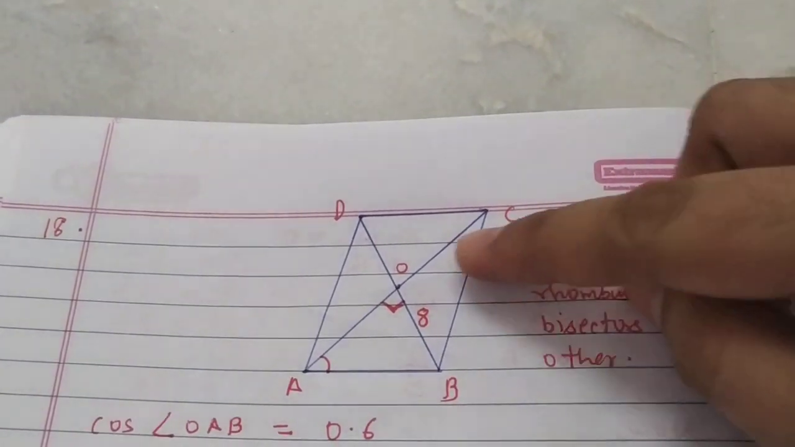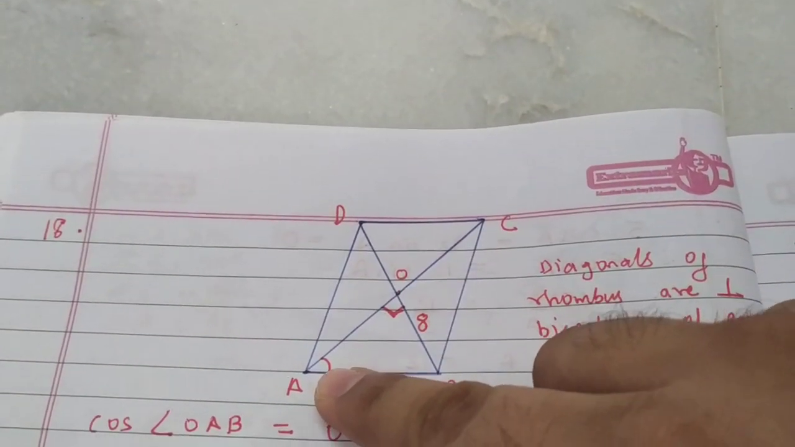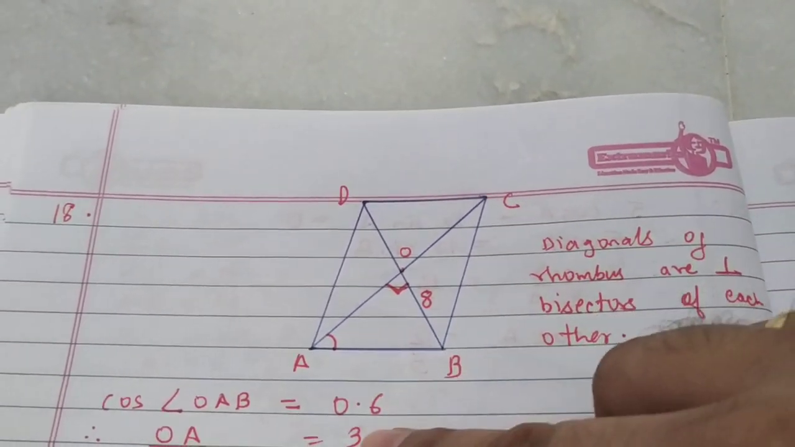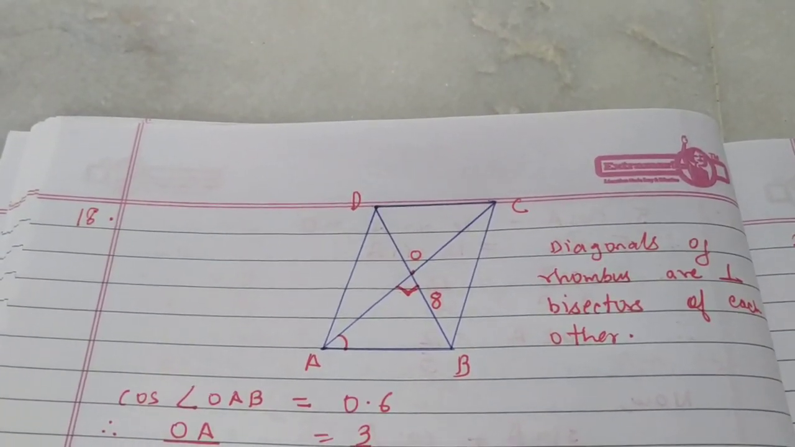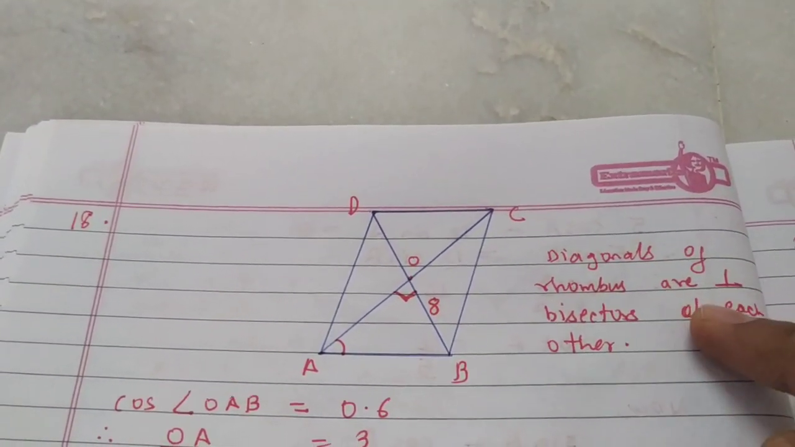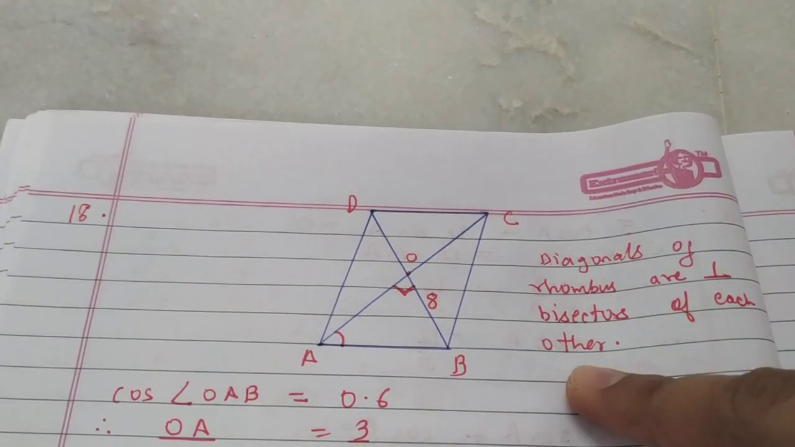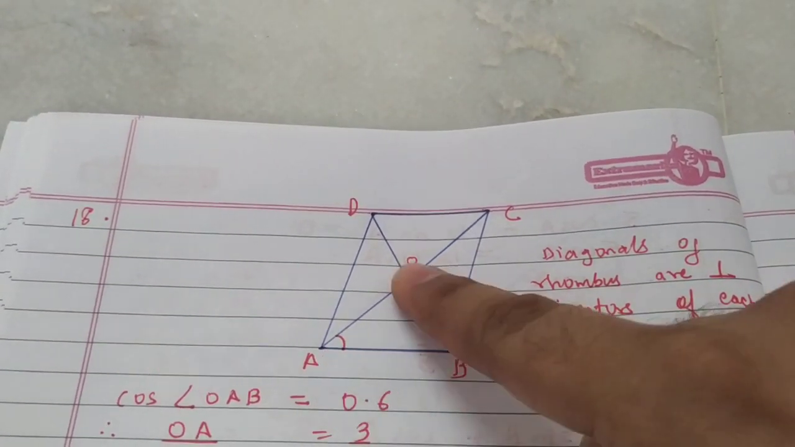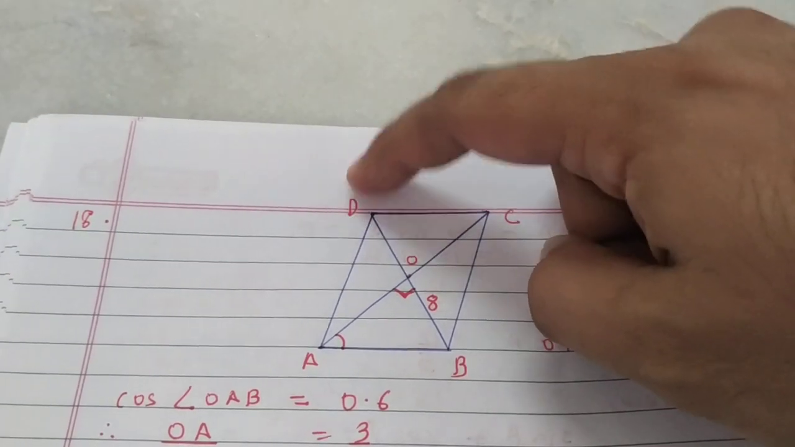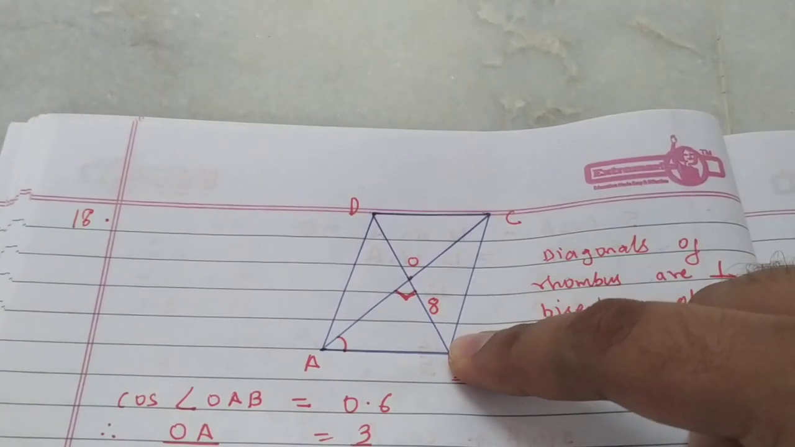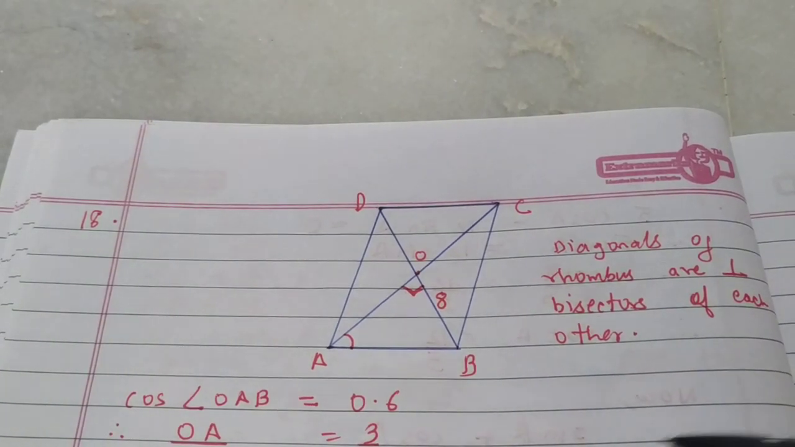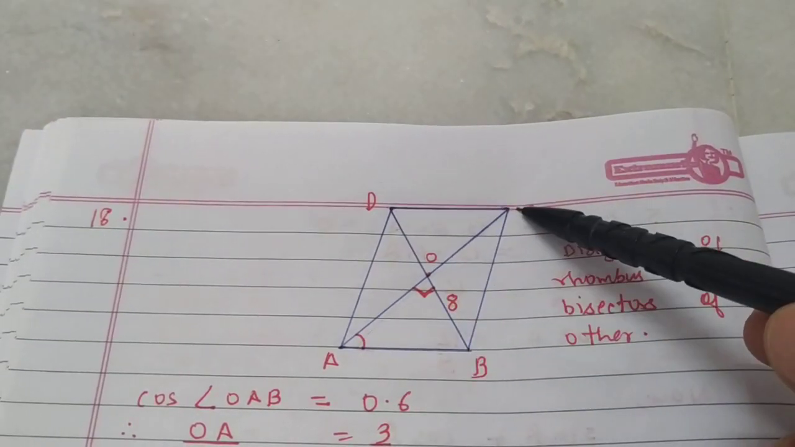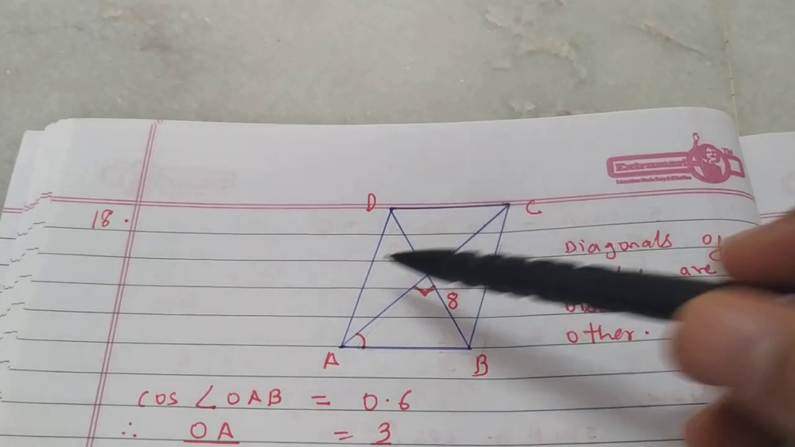Here OB's value is given as 8, and the cos of angle OAB is given as 0.6. Now, one important principle we will use in this sum is that diagonals of a rhombus are always perpendicular bisectors of each other. That means angle AOB is 90 degrees, and also diagonal DB is definitely 16 centimeters.